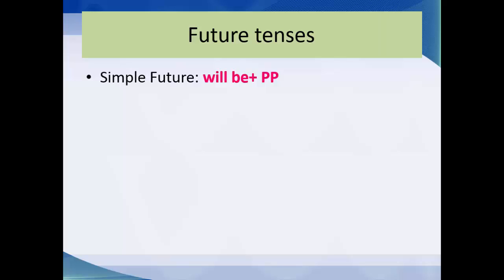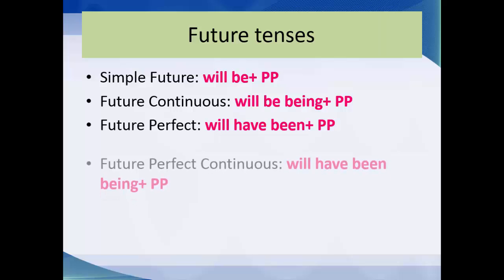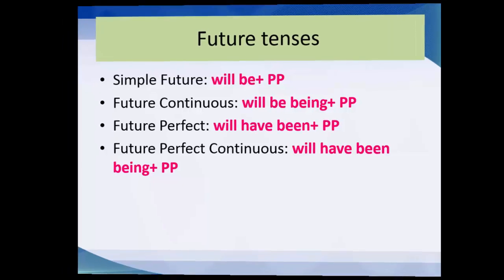In the simple future, we use will be plus past participle. In the future continuous, we use will be being plus past participle. In the future perfect, we use will have been plus past participle. In the future perfect continuous, we use will have been being plus past participle.